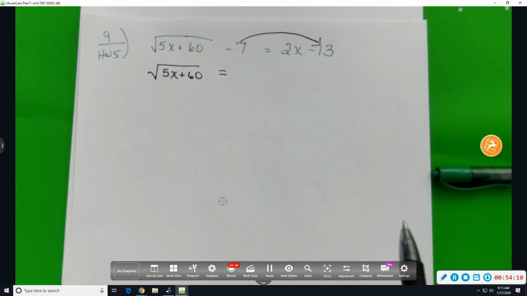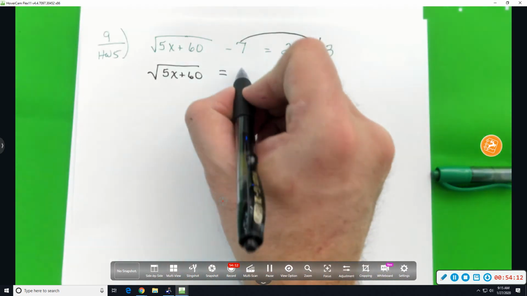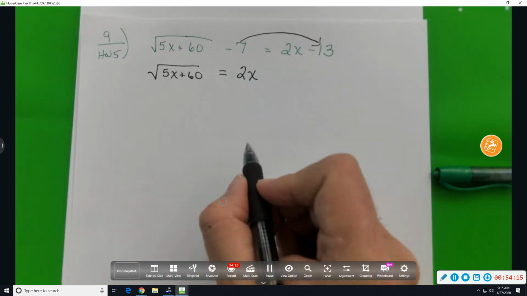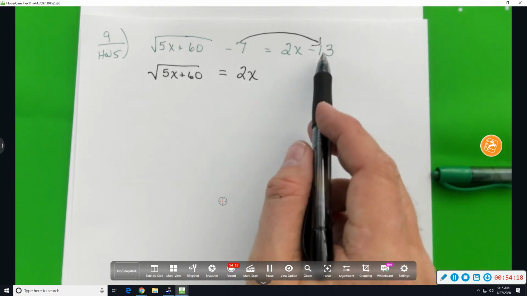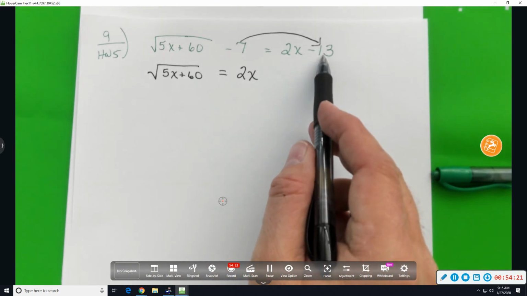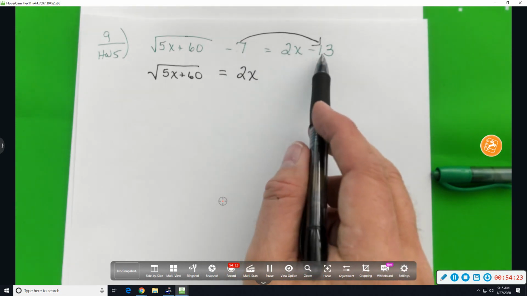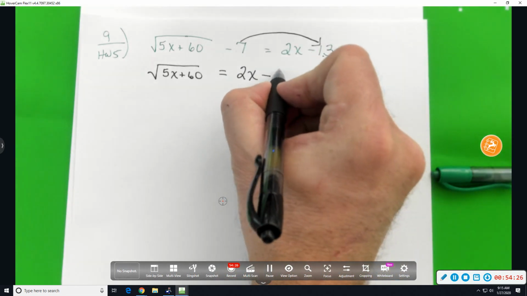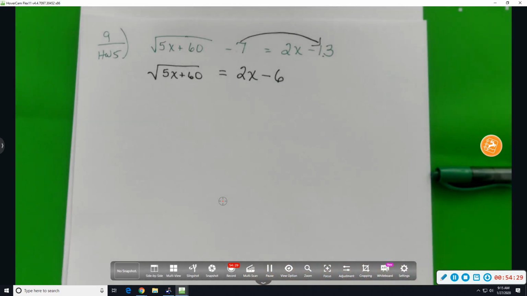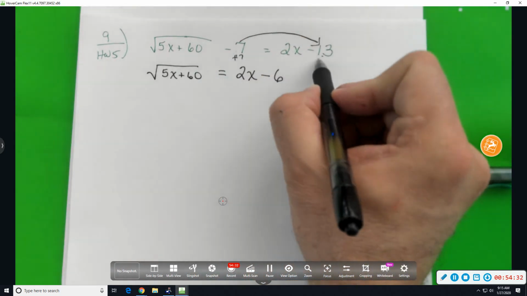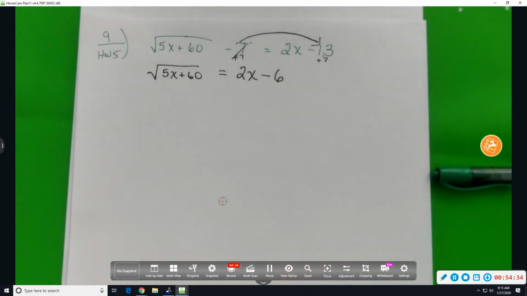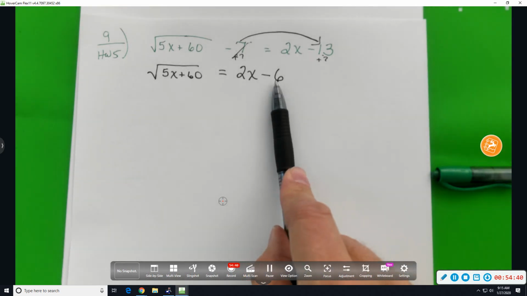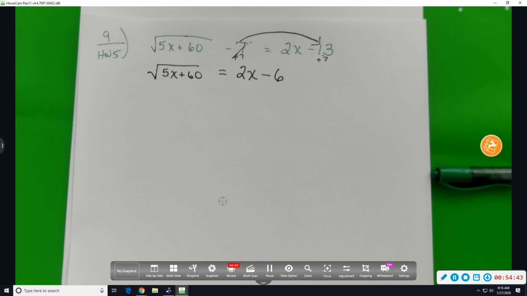Then when I move that 7, I'm going to have a 2x. And then what am I going to have when I move that 7? Okay, so a negative 13 plus 7. Is that going to be a negative 6? Y'all see what I'm doing? I'm adding 7 to both sides. So that negative 13 plus 7, that's where I'm getting that negative 6.